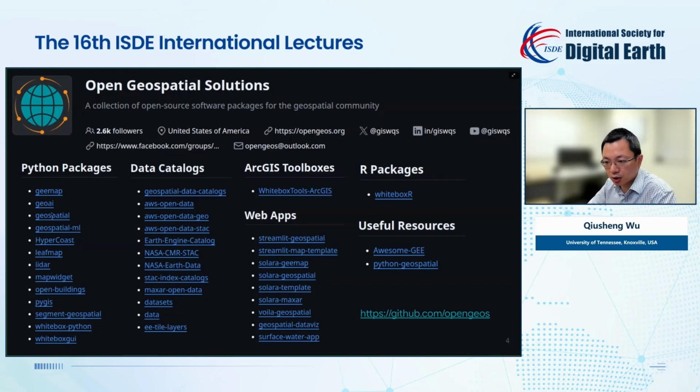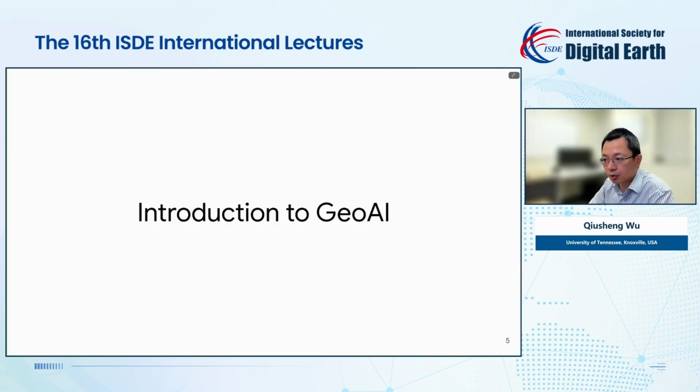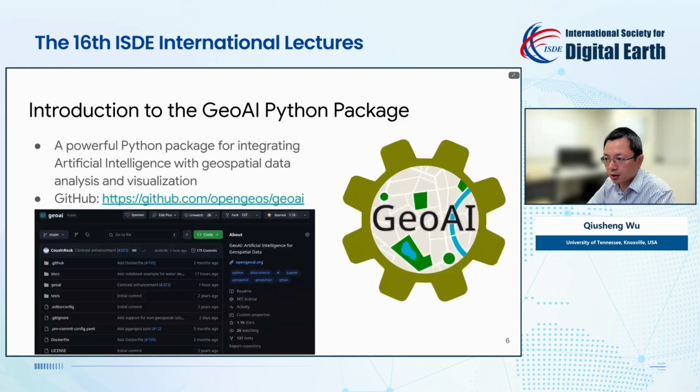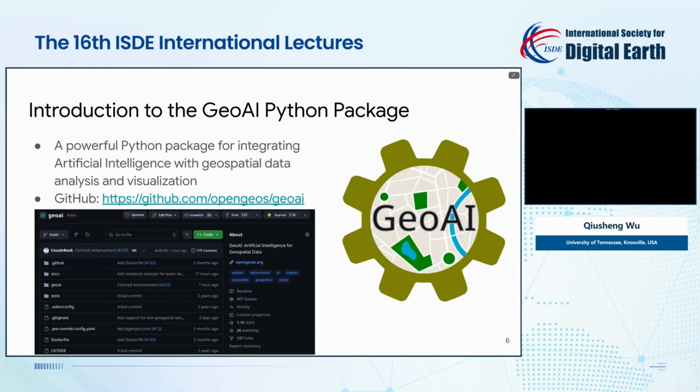But if you're interested in learning other packages, welcome to check out the GitHub organization. It's open access, so you can also contribute your package if you want to. But I'm going to focus on the GeoAI package. So it's an open source package for integrating AI with your geospatial data. So you can do geospatial data analysis, you can do visualization.